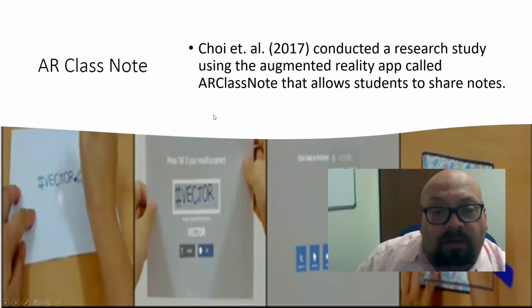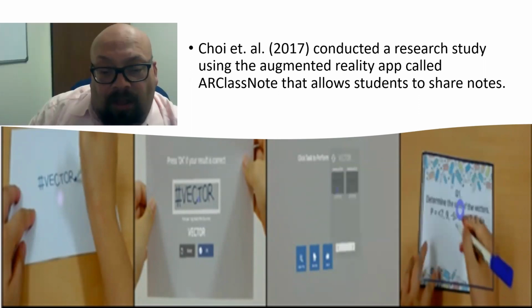This first one is an augmented reality app called AR Classnote. And Choi and other researchers in 2017 conducted a research study that uses augmented reality that allows students to share class notes and lectures. And this right here is a picture of how the students were able to share their class notes using augmented reality.